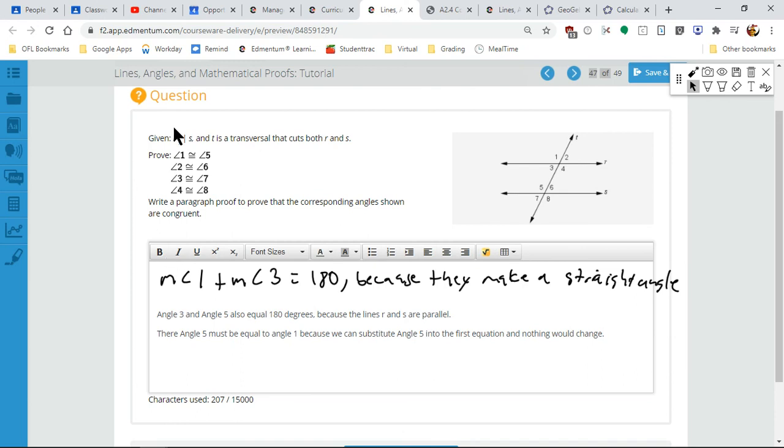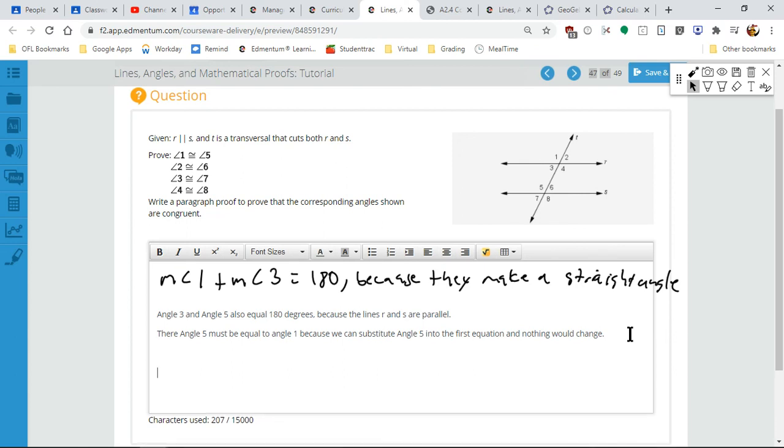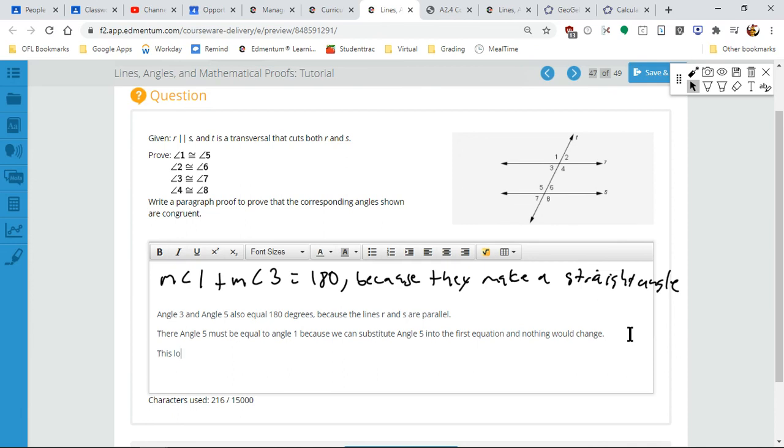The one thing I didn't state was our given. I forgot to say that the lines are parallel. And you can use these for any one of these angles. So I would say this logic works for all corresponding angles because it does. We could simply say that 2 and 4 are supplementary because they make a straight angle. These two are supplementary because they're parallel lines. They have to equal 180, otherwise these lines would cross each other.